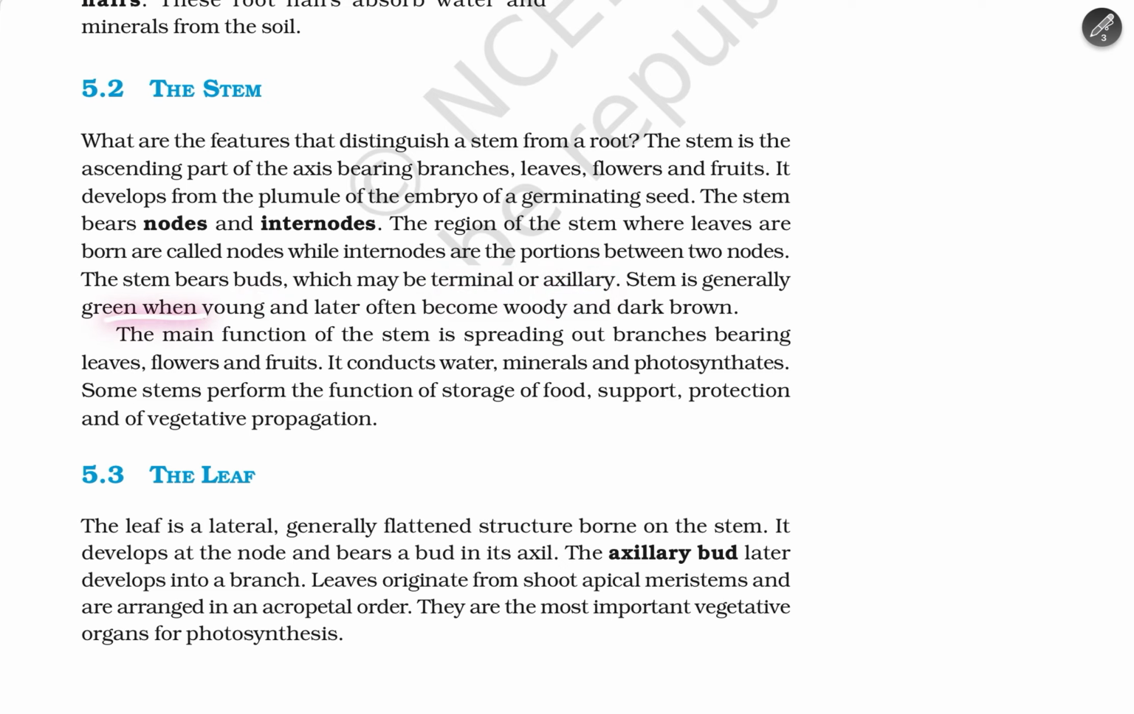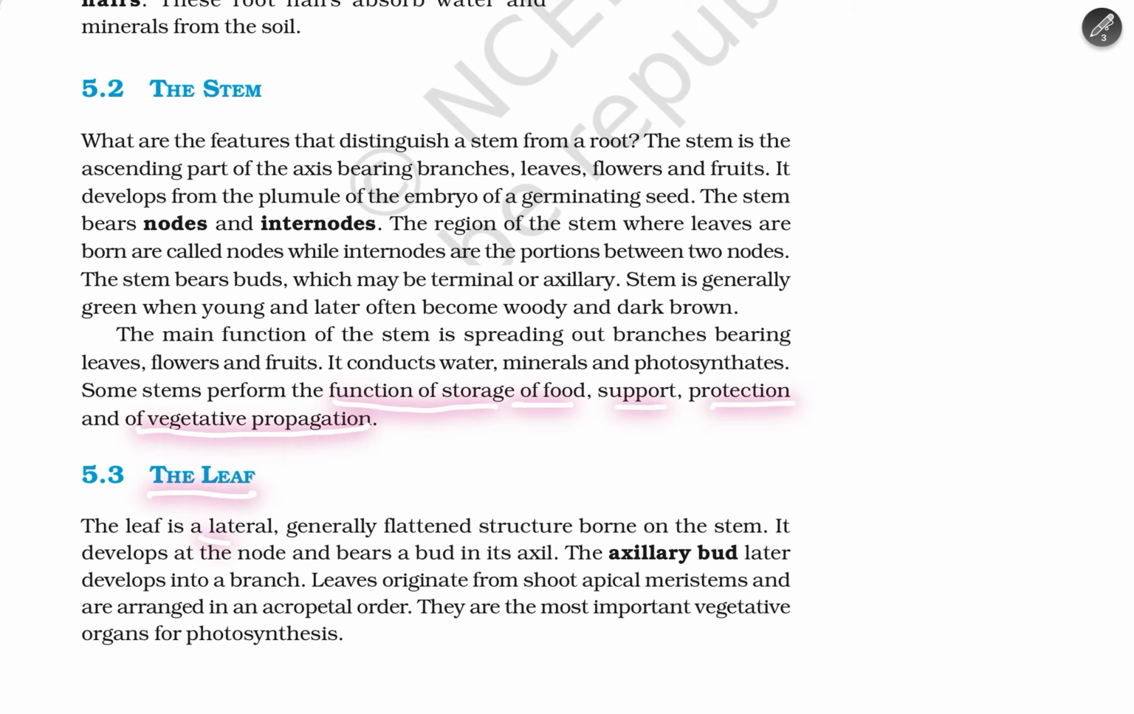The stem is generally green when young and later may become woody and dark brown. The main function of the stem is spreading out branches bearing leaves, flowers, and fruits. It conducts water, minerals, and photosynthates. Some stems perform functions of storage of food, support, protection, and vegetative propagation.